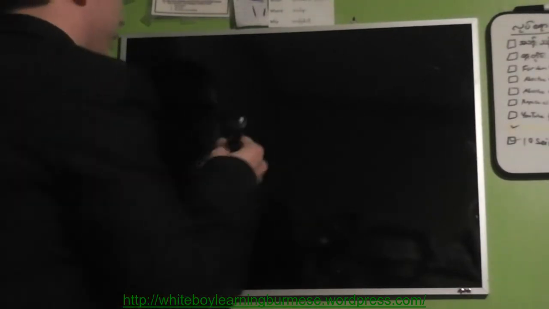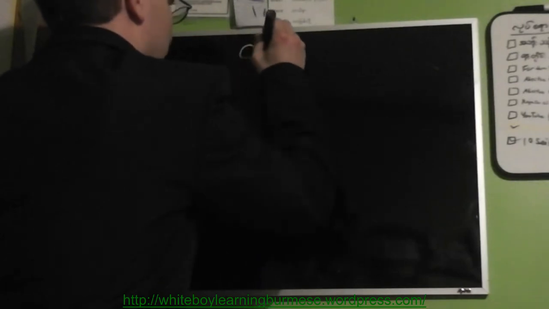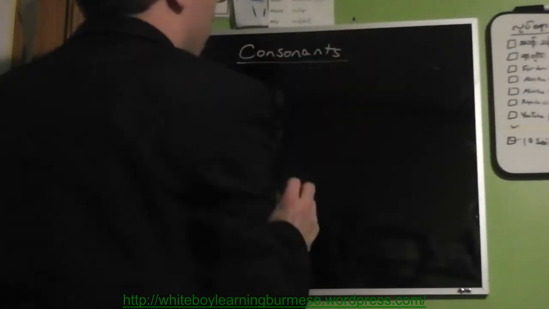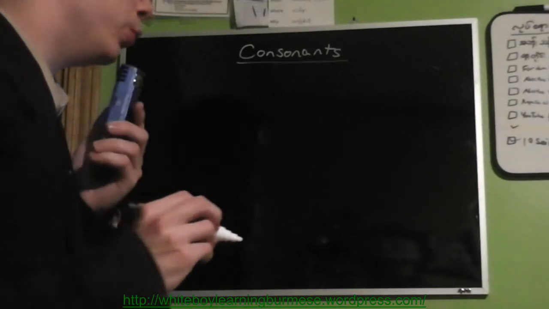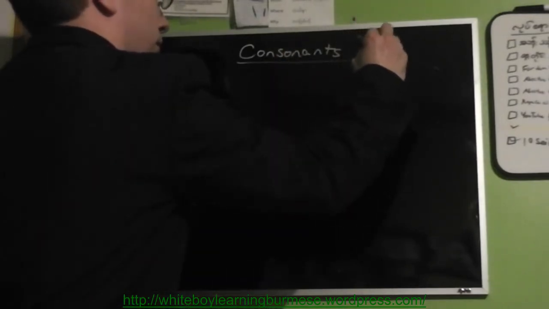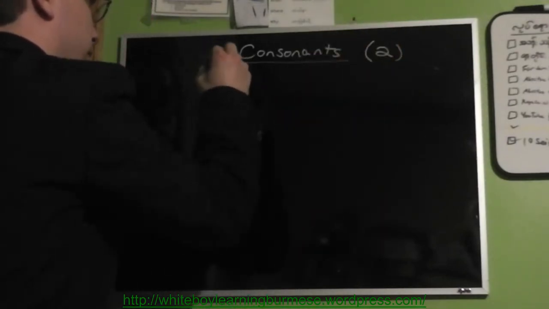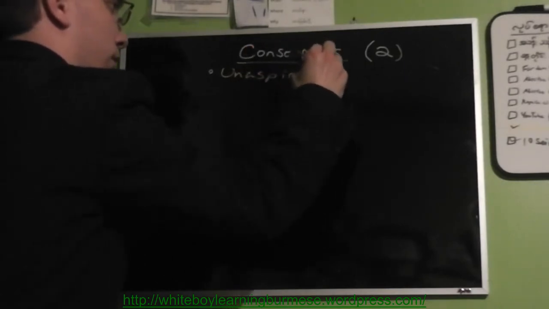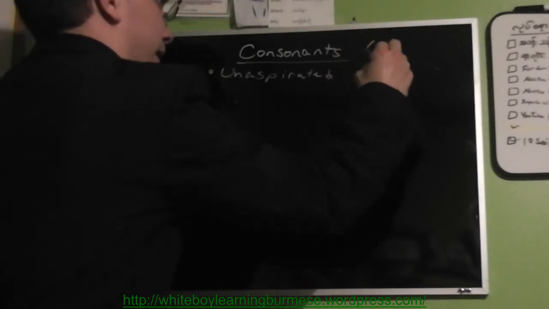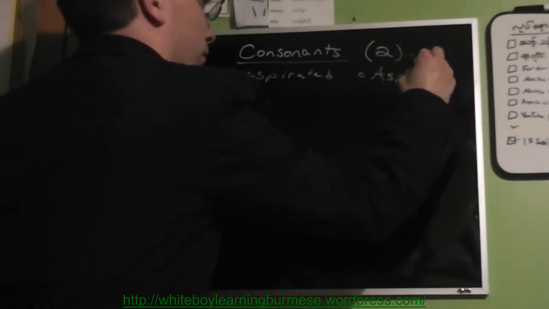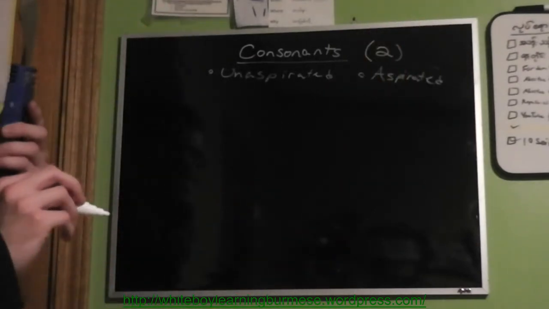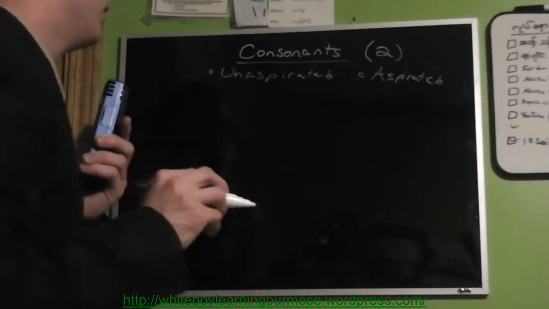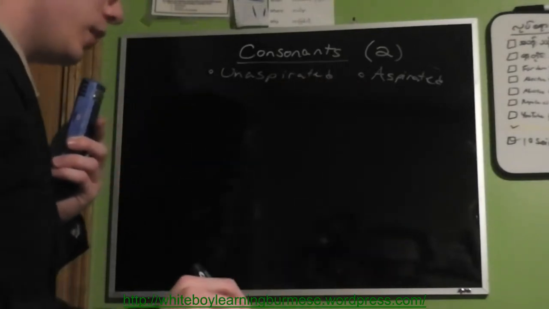So, first I would like to address consonants. Burmese basically has two different types of consonants. One is unaspirated, the other aspirated. Now, a linguist would know what these terms mean exactly, but you at home might be thinking, what on earth does unaspirated and aspirated mean?